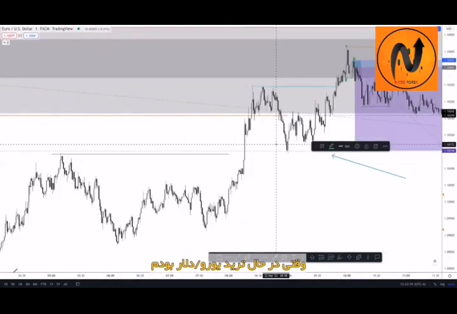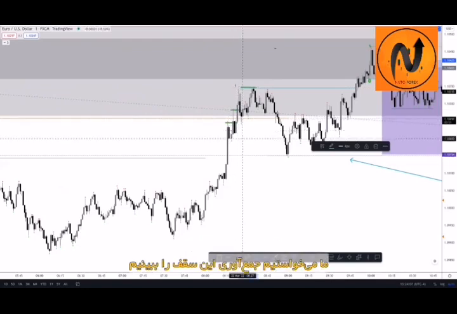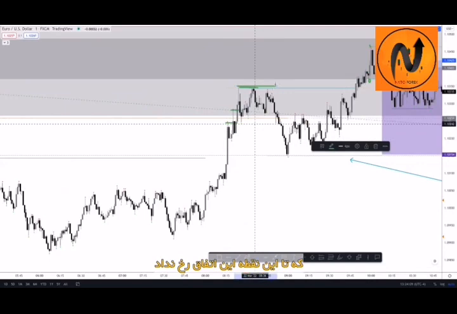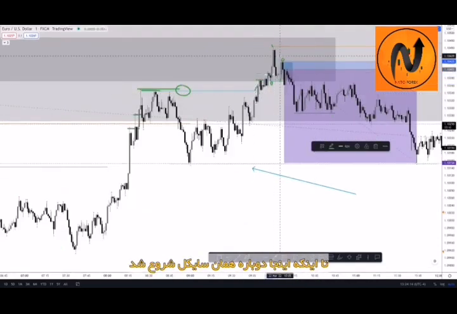Now, when I was trading EU, we never got originally that sweep break of structure at any point in time. We wanted to see a sweep of these highs. We never got the sweep of those highs until here. And it wasn't until here that we started that cycle once again.